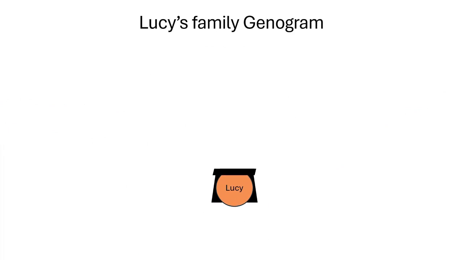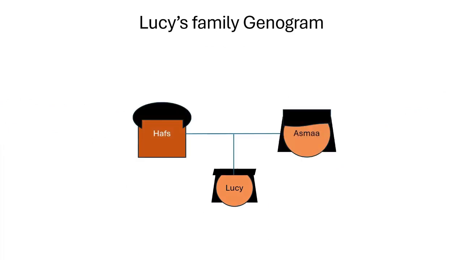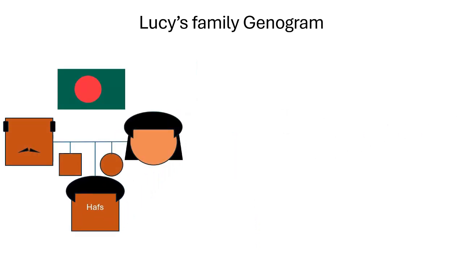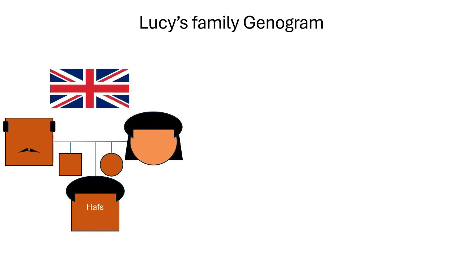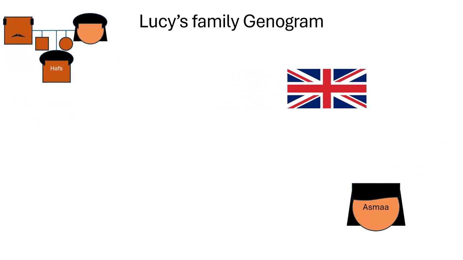She has her dad, his name's Hafs, and her mum is Asma. Their families are both from Bangladesh. Let's look at Hafs first. He was born in Bangladesh. His family was his mum, his dad, an older brother and a younger sister. The family left Bangladesh and moved to the UK when he was a child. And so you can see here just his little nuclear family that he grew up in.